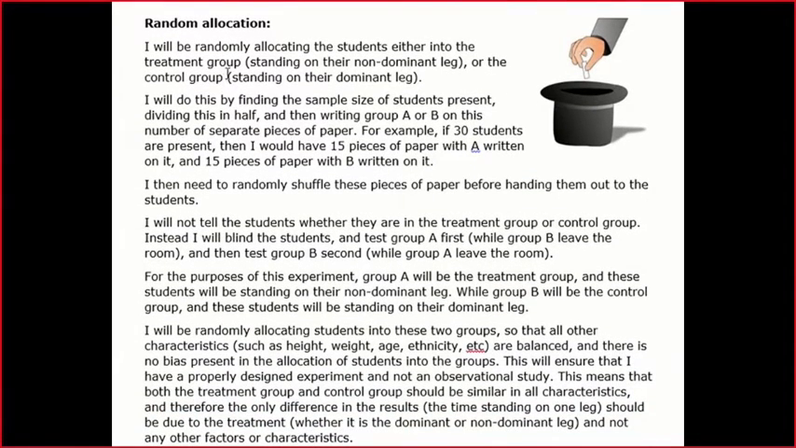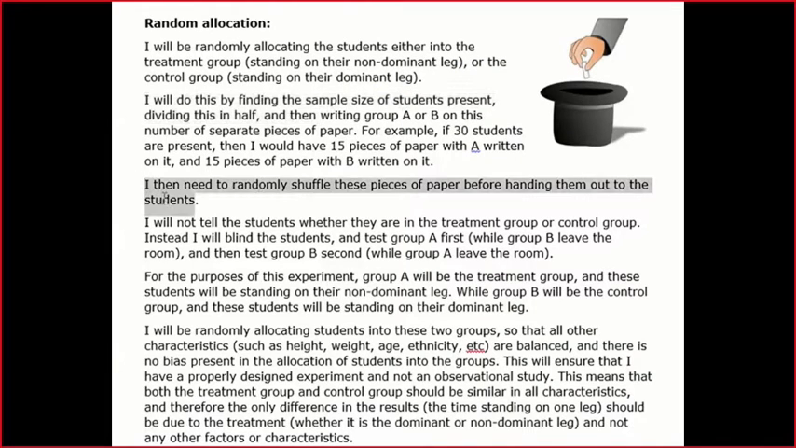So I'm going to decide how I am going to randomly allocate them. So I'm going to divide that. I'm going to take the sample size of how many people are in the class, divide it in half, and if a student gets an A or a B, then I need to explain what that means.